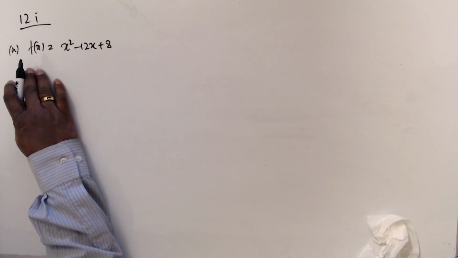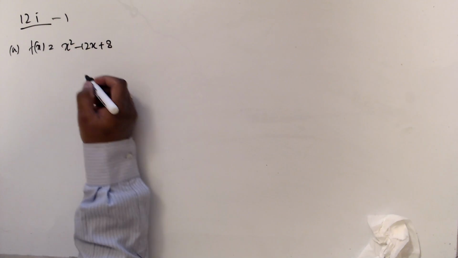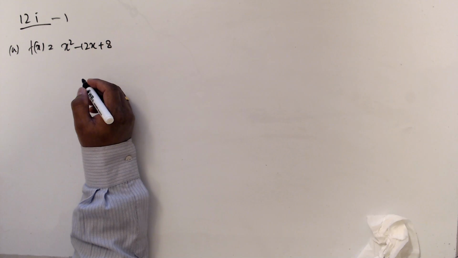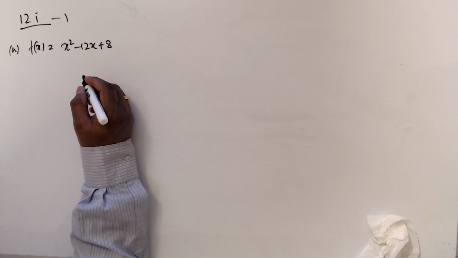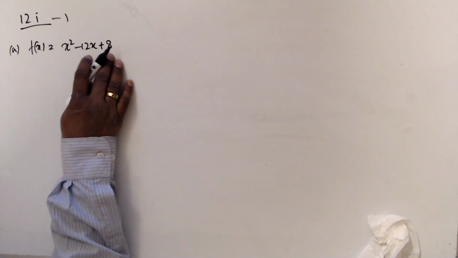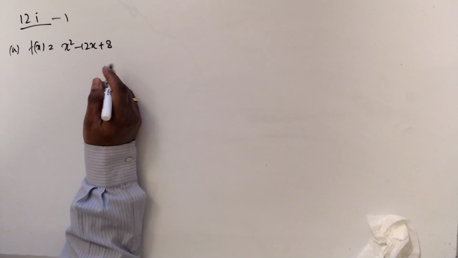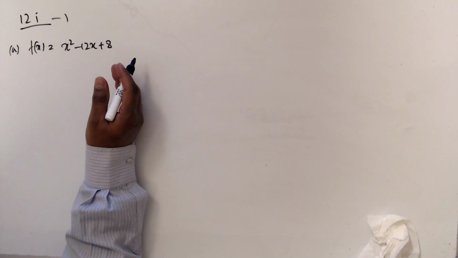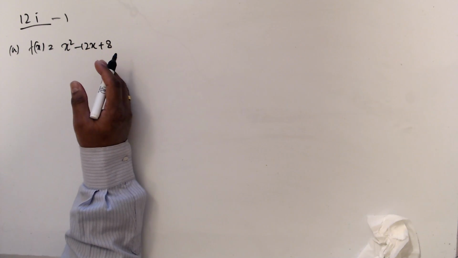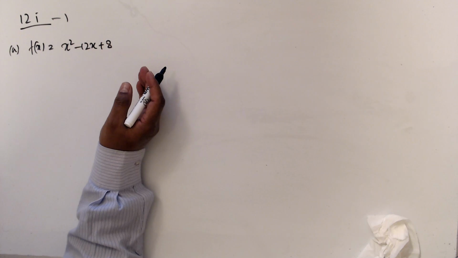Question number 1. Find the least value of the following functions. So we know this is a quadratic equation, then it has a minimum. So we need to find the minimum. In here we don't need to decide whether it is a minimum or maximum.